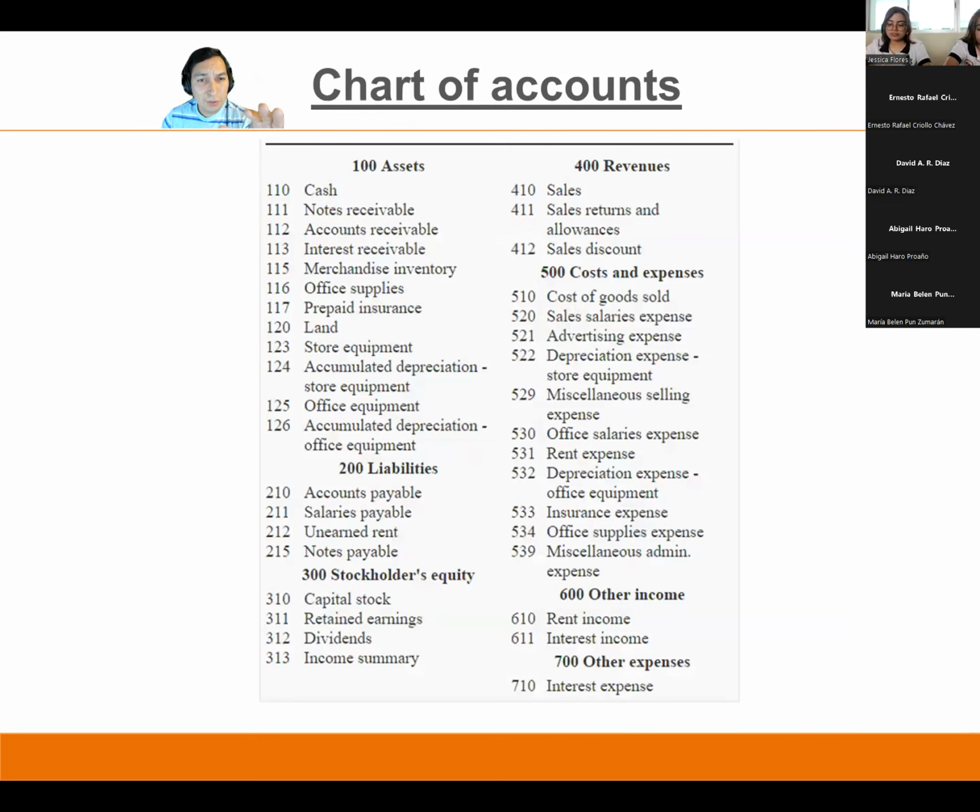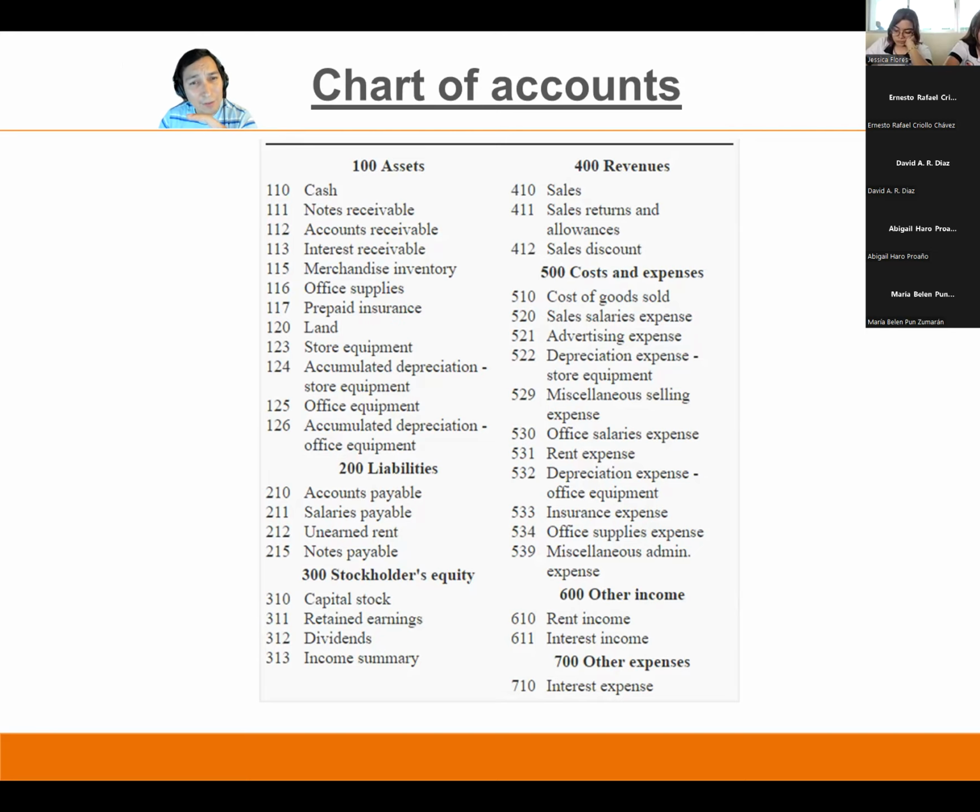So just to finish your general knowledge: assets, as I told you, is the global classification, but you have accounts. I don't need you to know the accounts, I just need you to learn assets and liabilities, but I'm showing them to you. In the assets, you will have cash, notes receivable, accounts receivable. In the liabilities, you will have accounts payable, salaries payable. In the stockholders' equity, you will have capital stock.